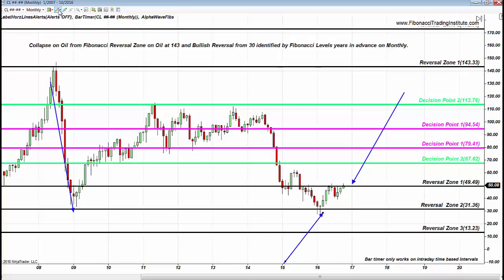And this is what happened on oil in the last few years. This was crucial Fibonacci support. This is decision point 1. This is the end of the minor trend. The end of the minor trend is always present. Reversal zone is not.